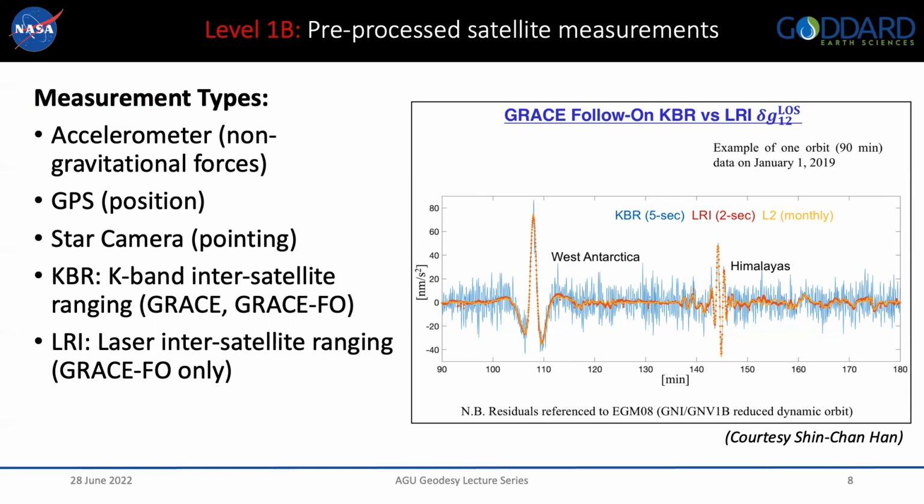And in this particular plot that you can see, this is from a colleague, Shinchan Han, we can see that the KBR, the kind of older school microwave ranging device that has been on GRACE and now GRACE follow-on, has a much higher amount of noise associated with it than the laser ranging device, which is shown here in red and yellow. But you can see that they actually are measuring the same signals themselves. And so this new add-on instrument on GRACE follow-on is providing an interesting opportunity for some potential new science, but not necessarily something that I'm going to talk about in today's particular talk.